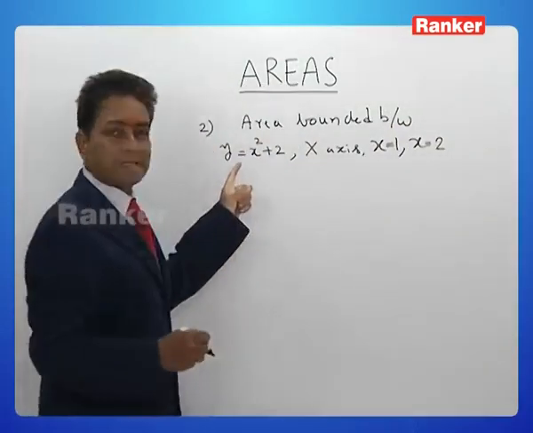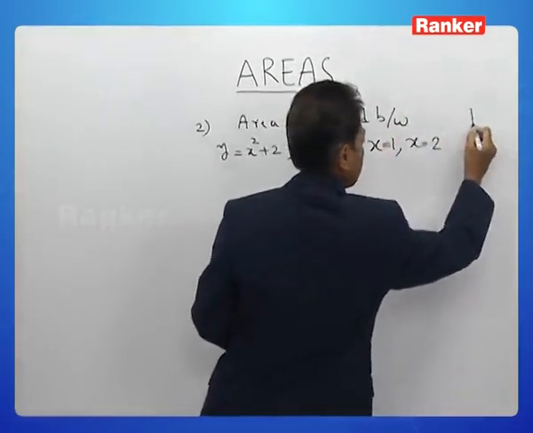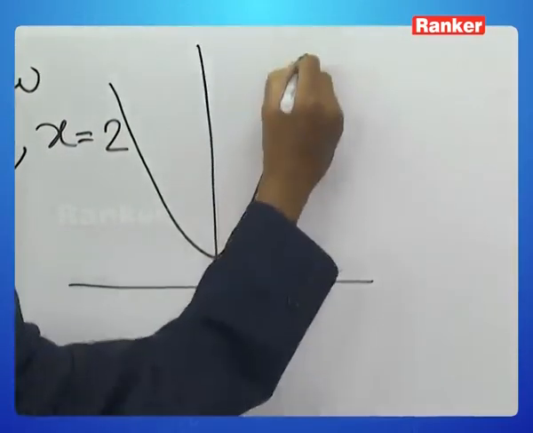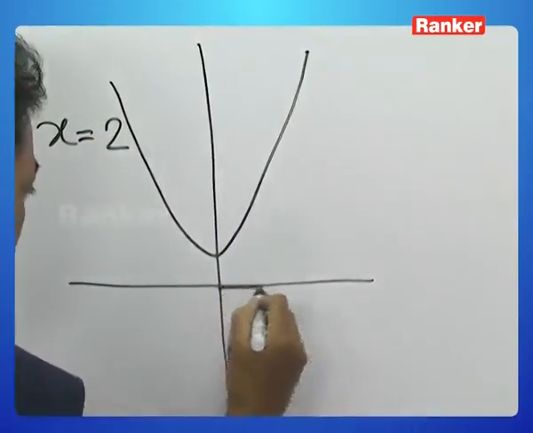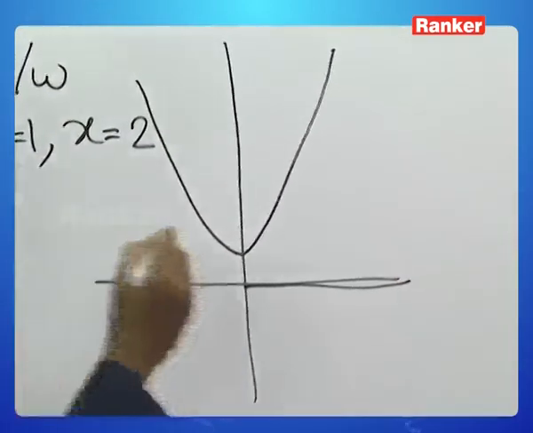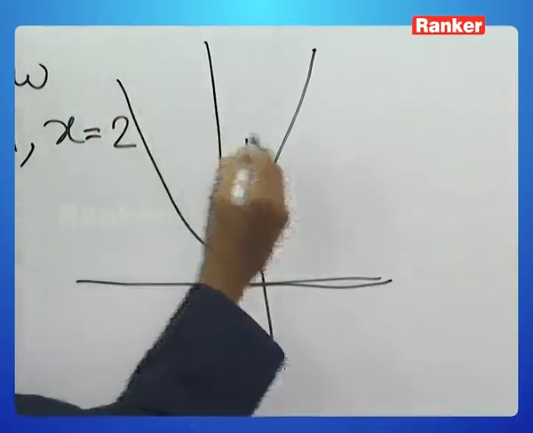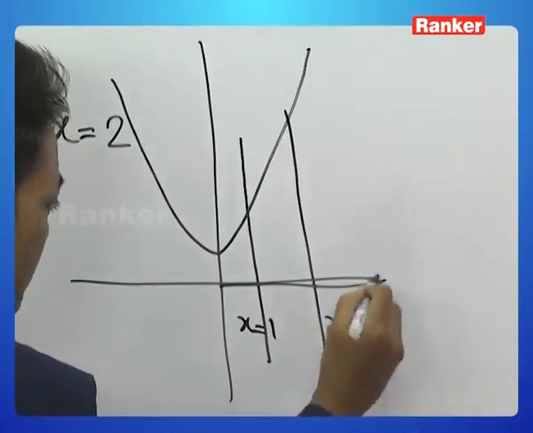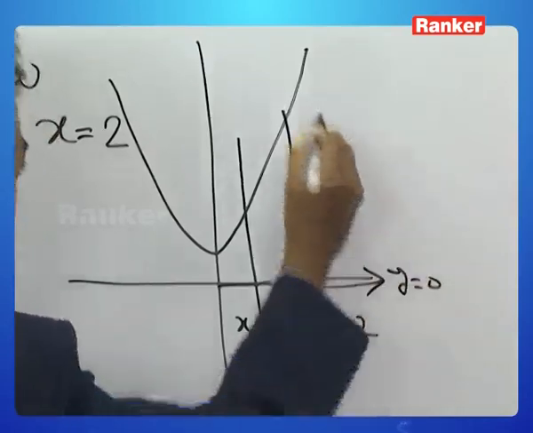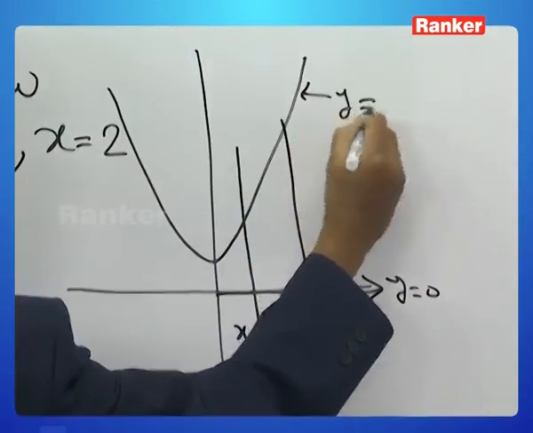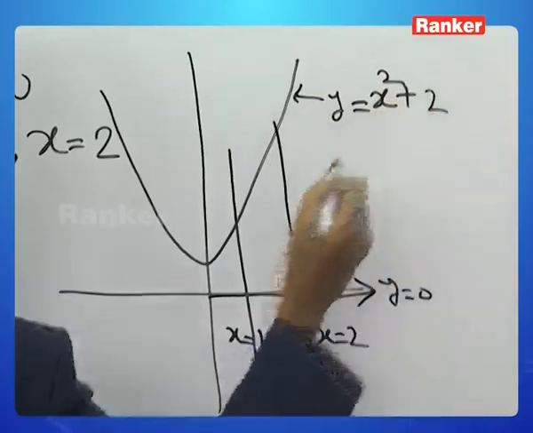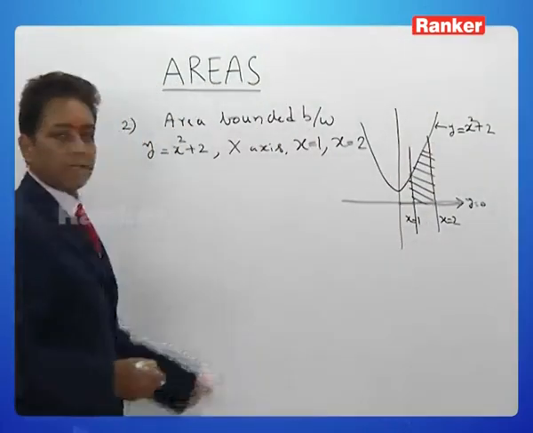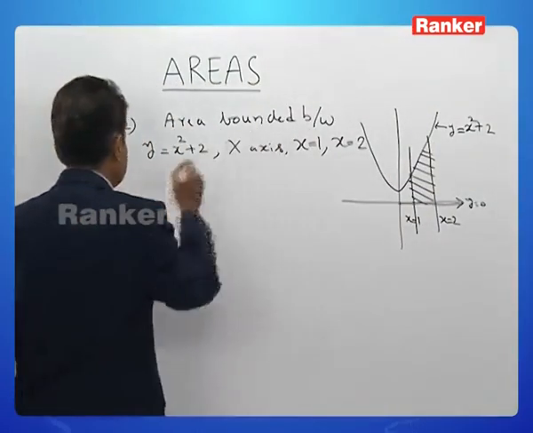Same old method, this is x square plus 2. Let us see what is the parabola, vertical parabola. Y is equal to x square plus 2 and x axis, this is x axis and x is equal to 1 and x is equal to 2. So this is one ordinate, this is another ordinate, this is x axis and this is your curve y is equal to x square plus 2, parabola. Now required area, this shaded area is required area. Let us find this area and let us find the answer.